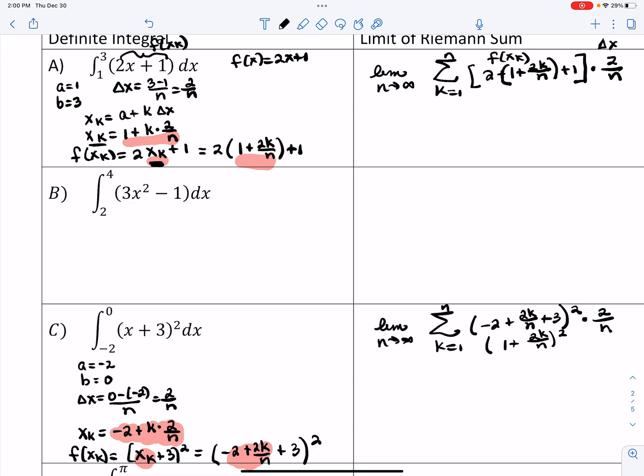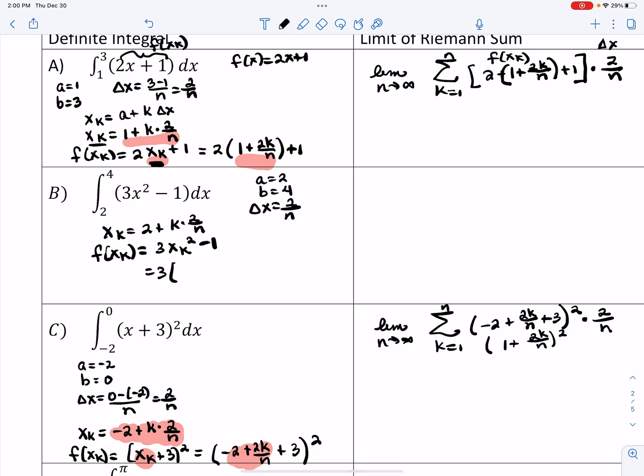Okay, let's go over B and D. A is 2, B is 4. So our delta x here is 2 over n. And our x sub k would be a, which is 2, plus k times 2 over n. Our f of x sub k would be 3x sub k squared minus 1. So that's 3 times (2 plus 2k over n) squared minus 1.